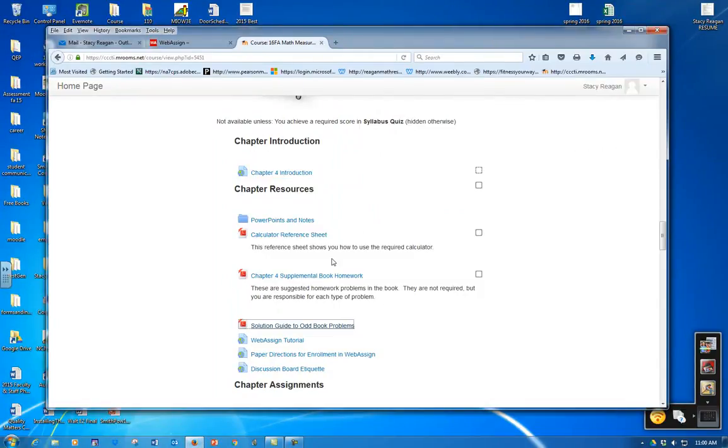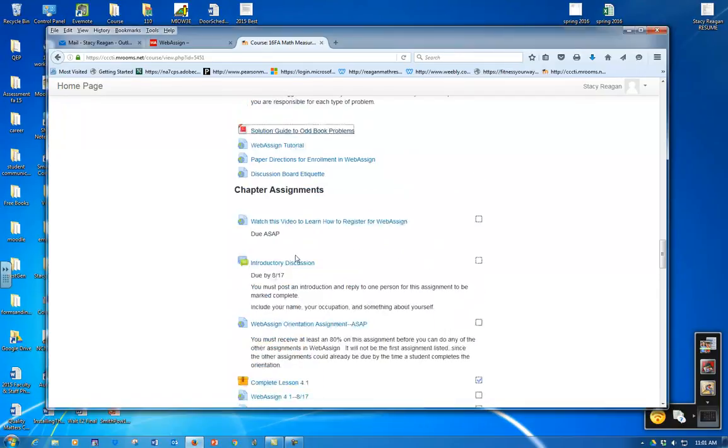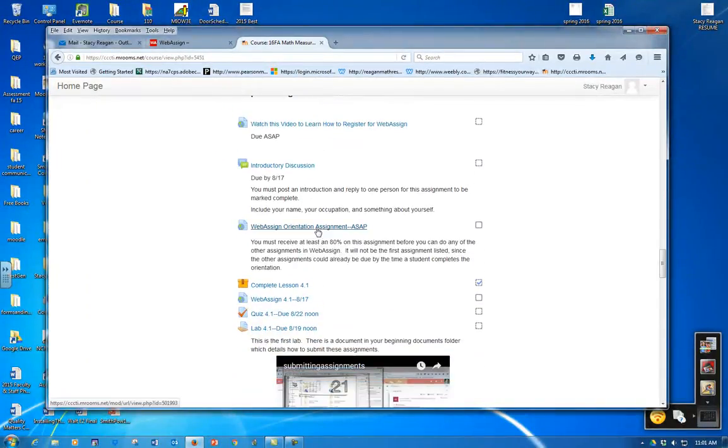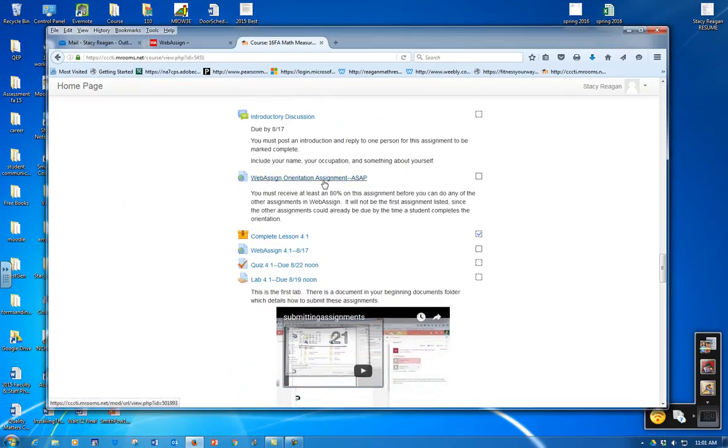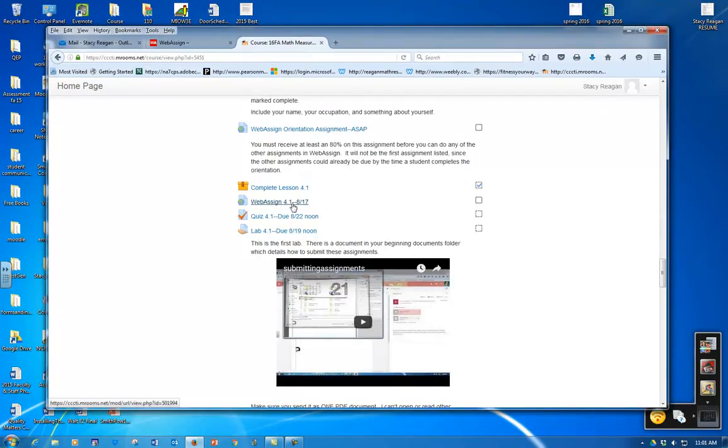The book homework, remember, is not required. It's just something that you might want to do to make sure you understand. The Webassign assignment is required. All the things that are required are right here under Chapter Assignments. So the first thing you did was learn how to register for Webassign, do an introductory discussion, and the orientation for Webassign to make sure that you understand how to put answers in. This is your lesson for 4.1. This video is inside this lesson. Your Webassign is right here. You're going to log into it and do this first thing.